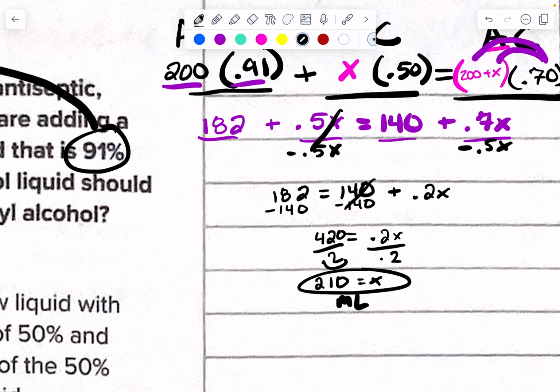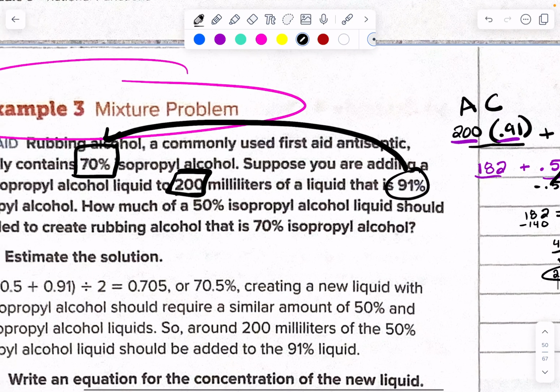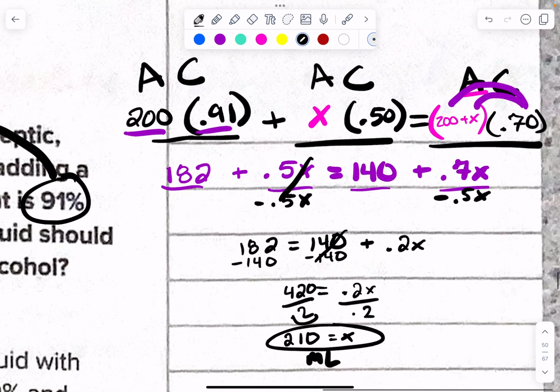All right, so again, that was a mixture problem. Those ones I kind of like. I think they're kind of fun. They're set up that way every time. Amount times concentration, amount, concentration, amount, concentration. Okay, so hopefully that was not so bad.